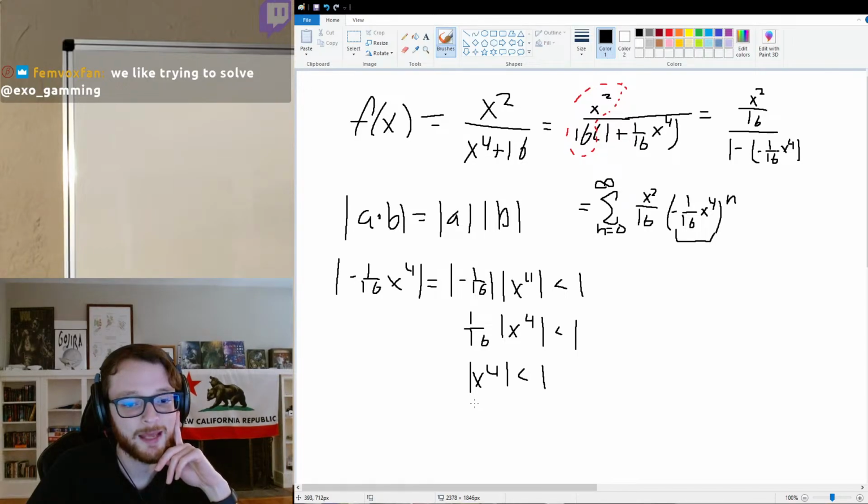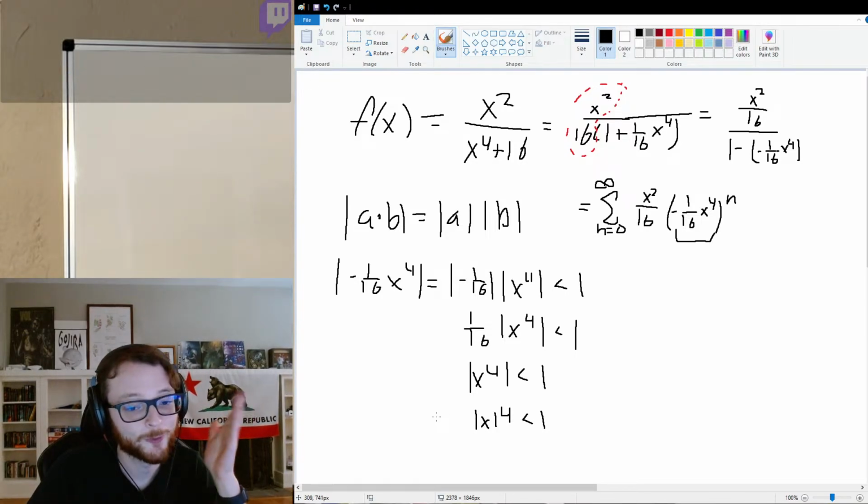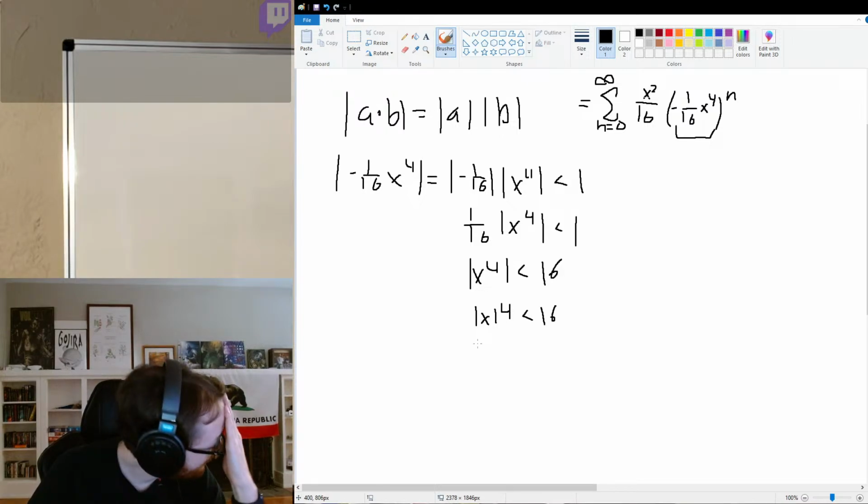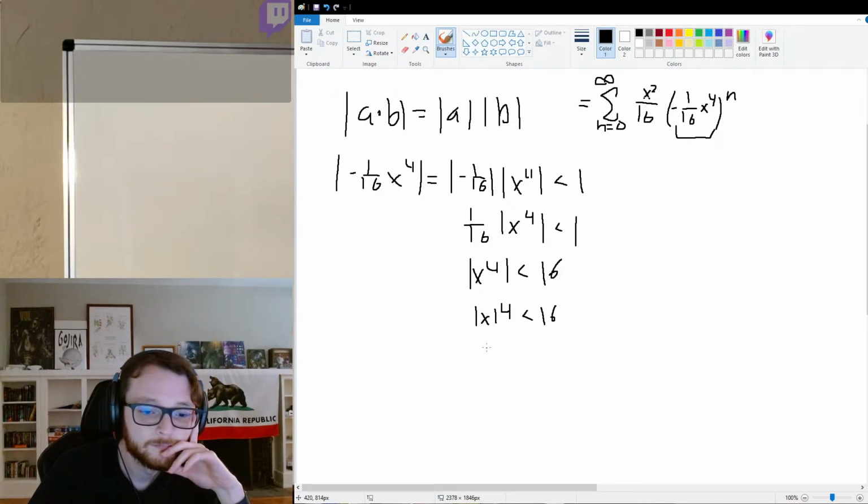And now I'm going to say the absolute value of x to the 4th, the same as the absolute value of x to the power of 4, is less than 16. And now I'll take the 4th root. The 4th root should preserve inequalities, right? We don't flip. I'm going to say it does. The absolute value of x is less than 2 if we take the 4th root of each side. And then we get -2 is less than x is less than 2.